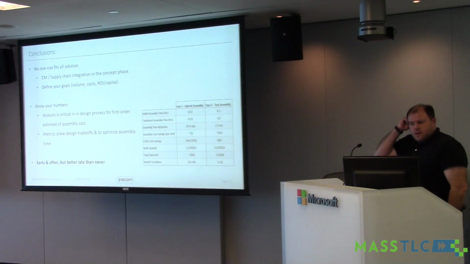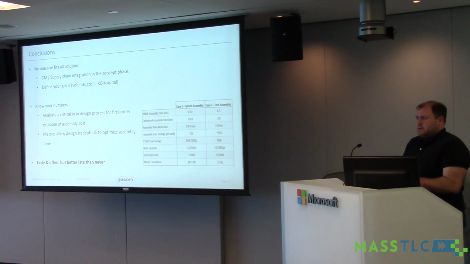So a couple conclusions here. Really no one size fits all. That's our approach. We like data, we like numbers, we want to make a good decision based on the data. What's the right ROI? The CM and supply chain integration, as early as possible, that's key. What capabilities do they have? What do we need to build? What toolkit do they have? What's their comfort factor in a particular process? Do we need to bring in additional skills or additional equipment?